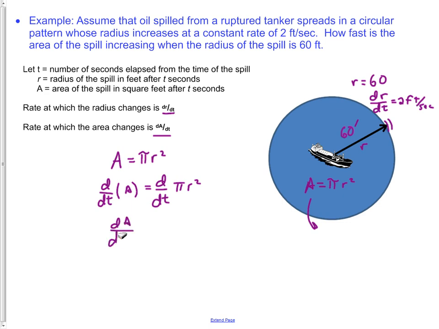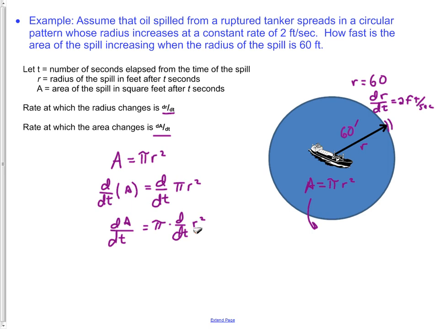Well, that's what I want, fine, right? dA dt. How about on the right? Well, on the right, it's a little bit different, right? Because we've got this pi and r squared. Well, pi is a constant, right? So we're just going to leave pi out of this. And we'd be taking the derivative with respect to time of the quantity r squared.